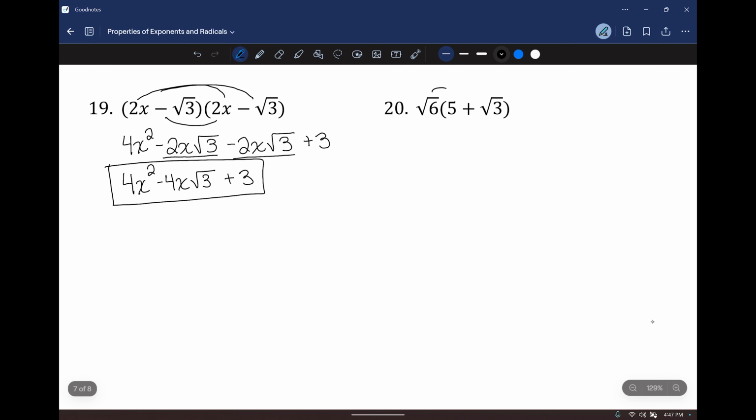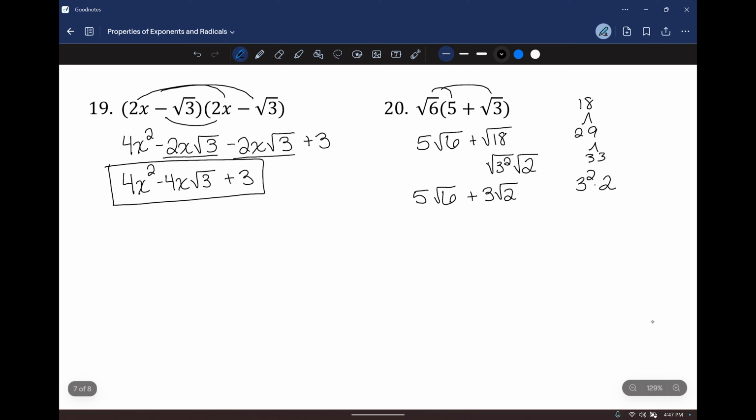Number 20. Square root of 6 times 5 is 5 square roots of 6. And square root of 6 times square root of 3 is the square root of 18. We can reduce the square root of 18. So 18 is 2 and 9 and 3 and 3. So we get 3 squared and 2. So I have 3 squared is my perfect square, and 2 is my prime number. That gives me 3 square roots of 2. And then I have that 5 square root of 6 in front of that. And I can't combine those because they are not like radicals.